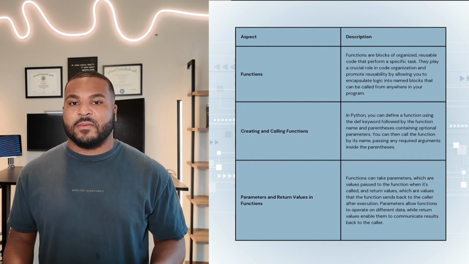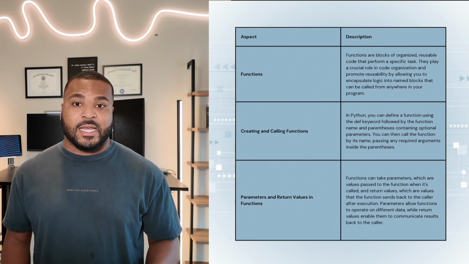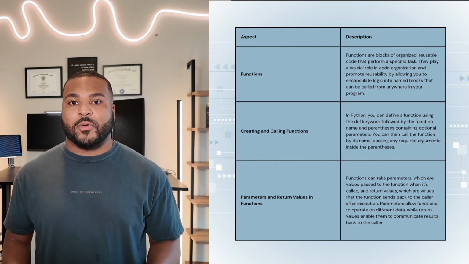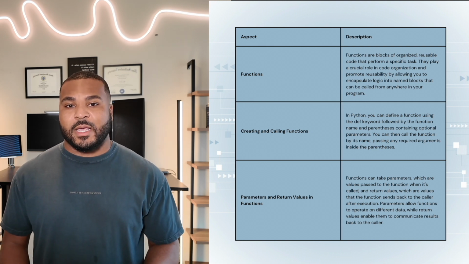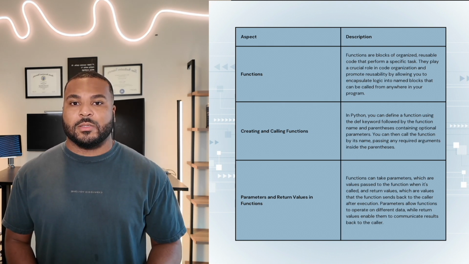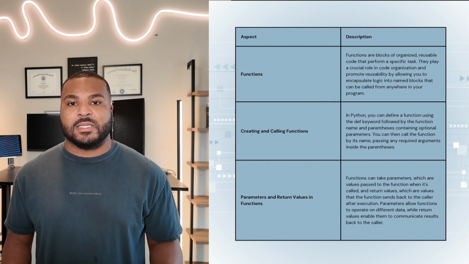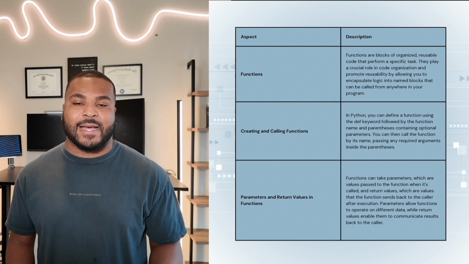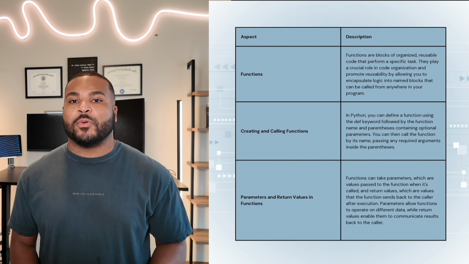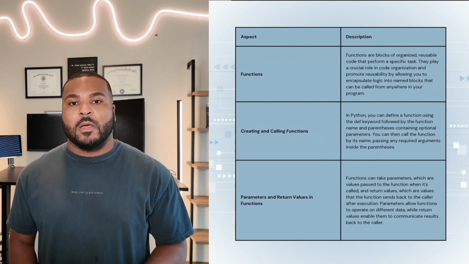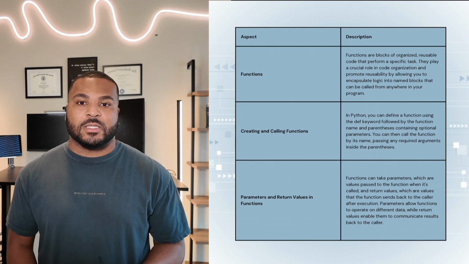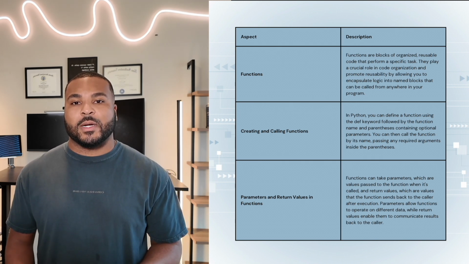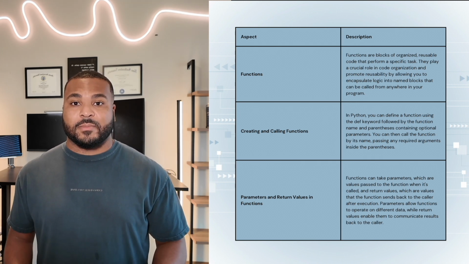To define a function in Python, you use the def keyword, followed by the function name and parentheses containing any parameters the function accepts. Inside the function, you write the code that defines its behavior. To call a function, you simply use its name followed by parentheses containing any arguments you want to pass to it. Functions can accept parameters, which are placeholders for values passed to functions when it's called. Parameters allow functions to operate on different data or customize their behavior based on input.